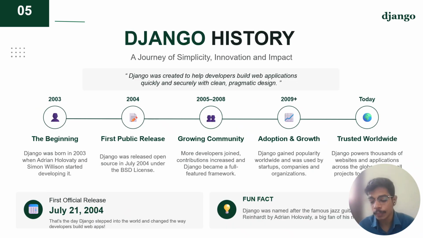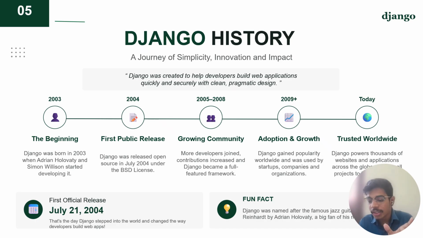What is the history of Django? Django was first developed in 2003 by Adrian Holovaty and Simon Willison. Their goal was to create a framework that would help developers to build applications quickly while maintaining clean and secure code. In July 2005, Django was officially released as an open source framework under the BSD license. Between 2005 and 2008, many developers started contributing to the project. As more people joined the community, Django became a complete, feature-rich framework.